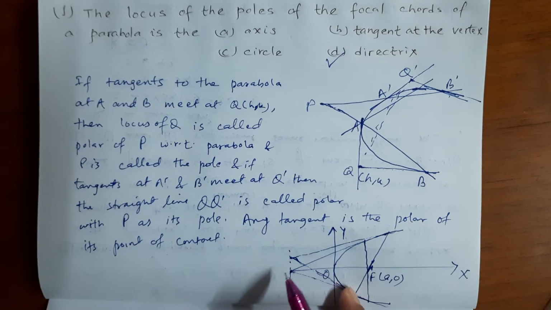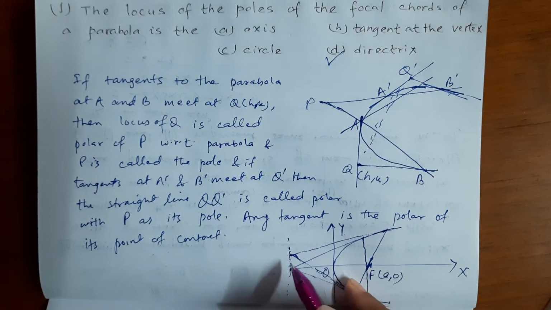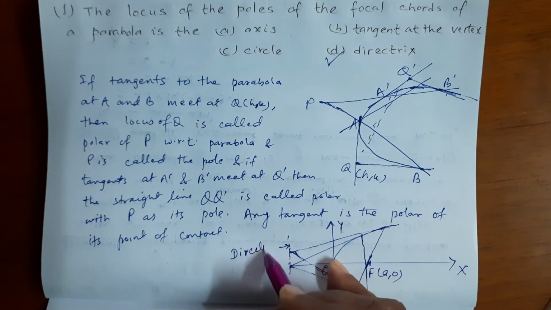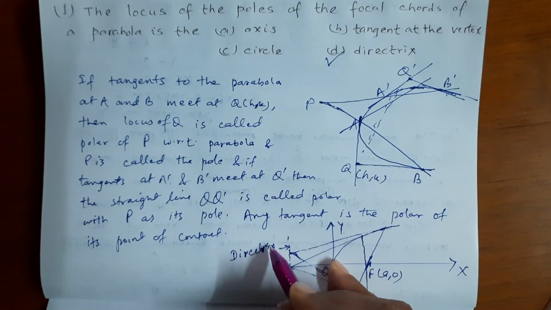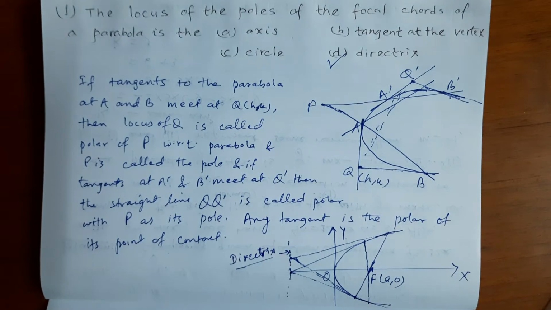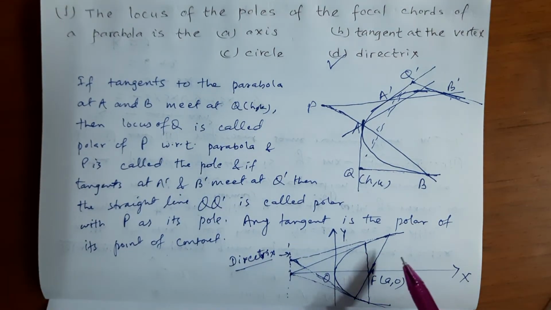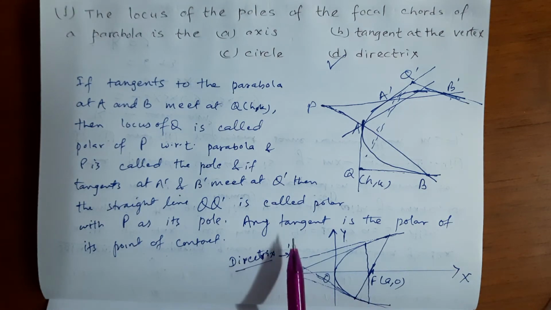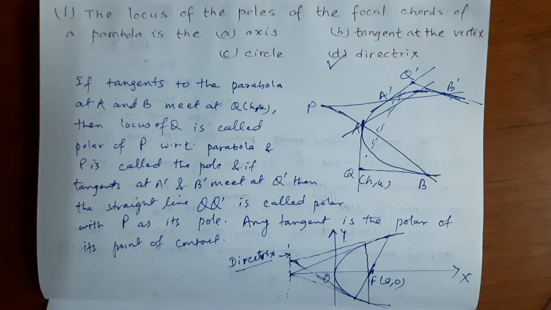Okay, so this line is the directrix. So tangents at the extremities of the focal chord meet at the directrix. So the poles of the focal chord of the parabola is the directrix. Now look at the next question.